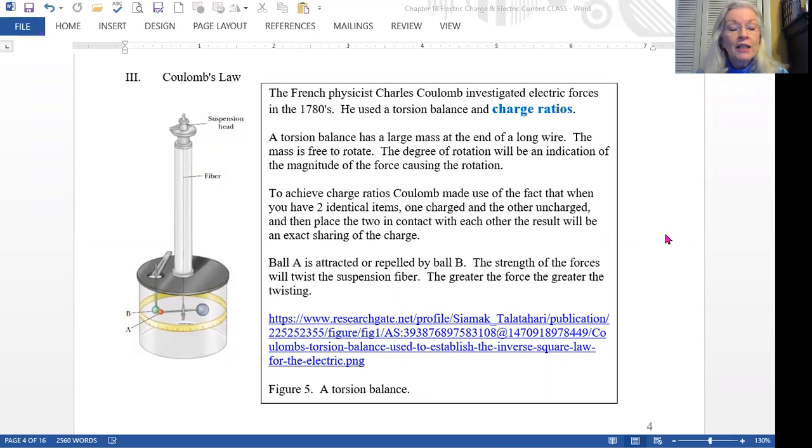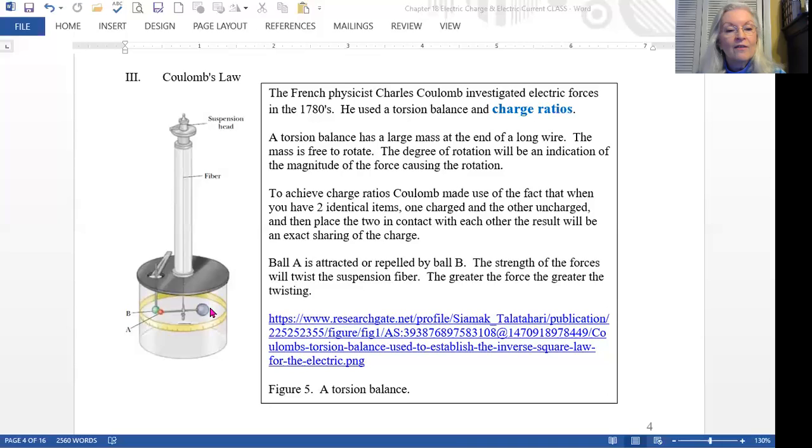This can be a very daunting task, and so what he did is, because he was unable to measure the exact charges, his technology wasn't there yet, Coulomb looked at charge ratios, and we'll talk about those in just a minute, and tried to decide how strong the forces were based on the charge ratios. So he used something called a torsion balance. That's what this diagram is all about.